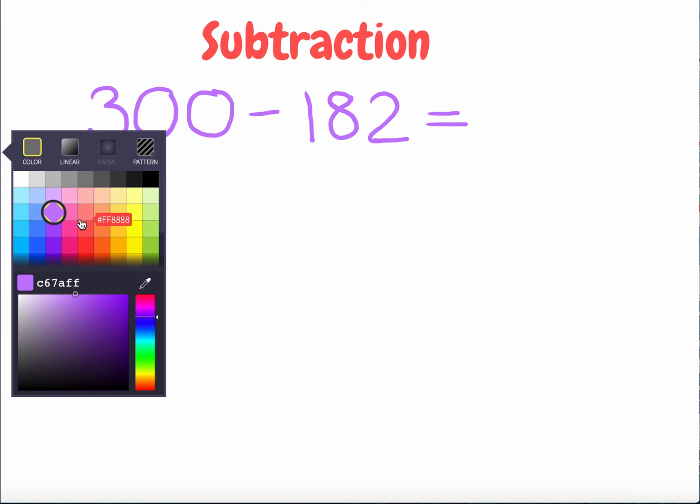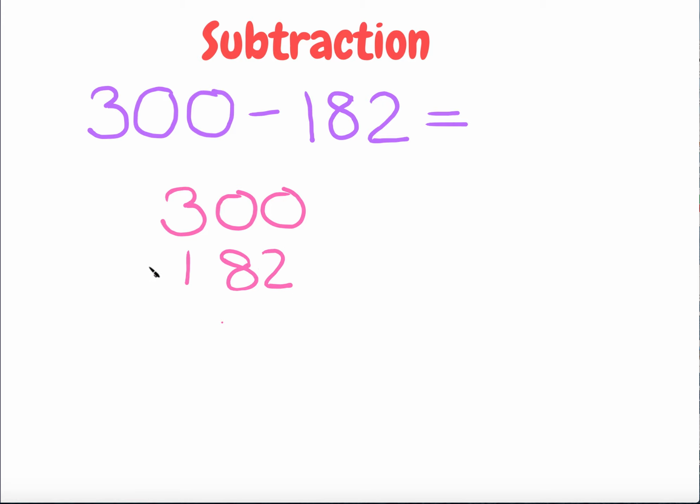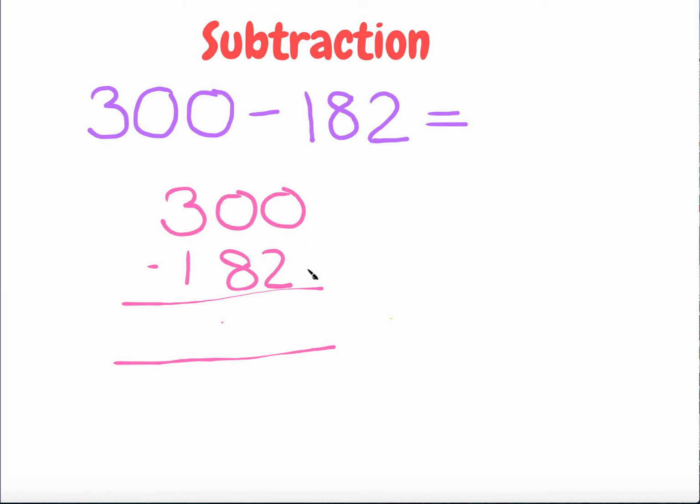Next, 300 minus 182. This would also require borrowing, so don't worry, it's very easy once you get it. Okay, so zero minus 2, we can't do that. So you have to look to the next column. Oh, there's 0 here as well. We can't take this. So we have to go to the next column now.